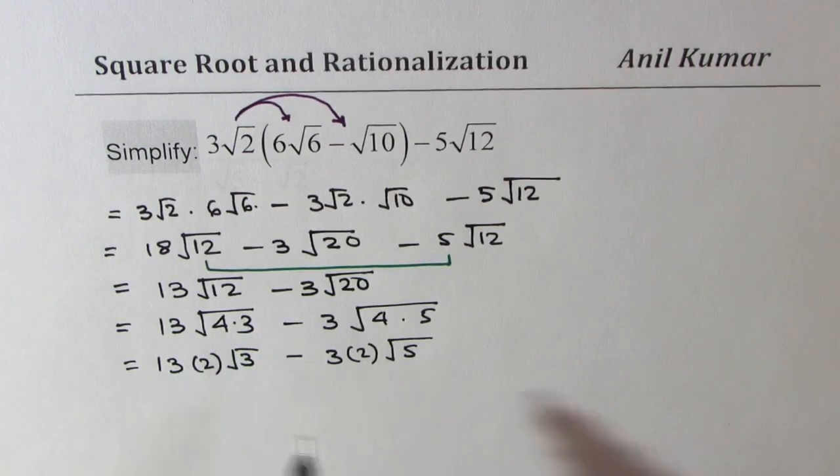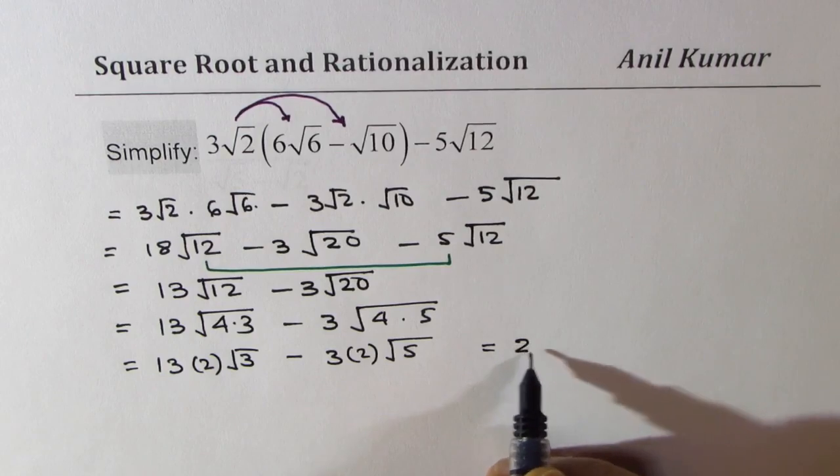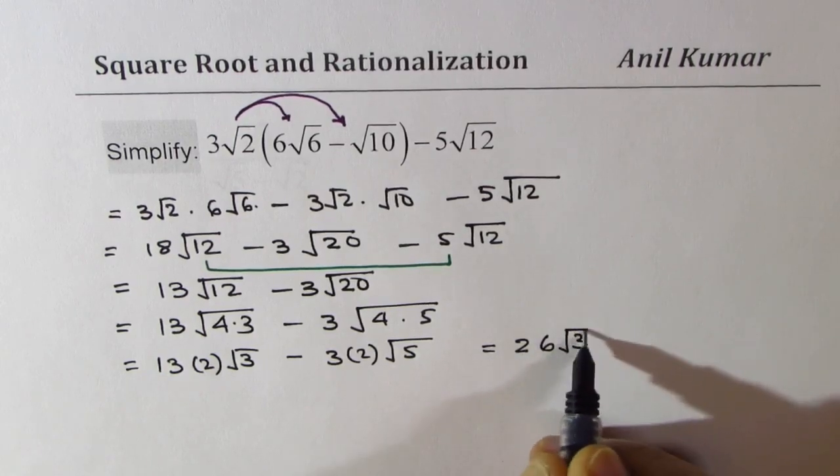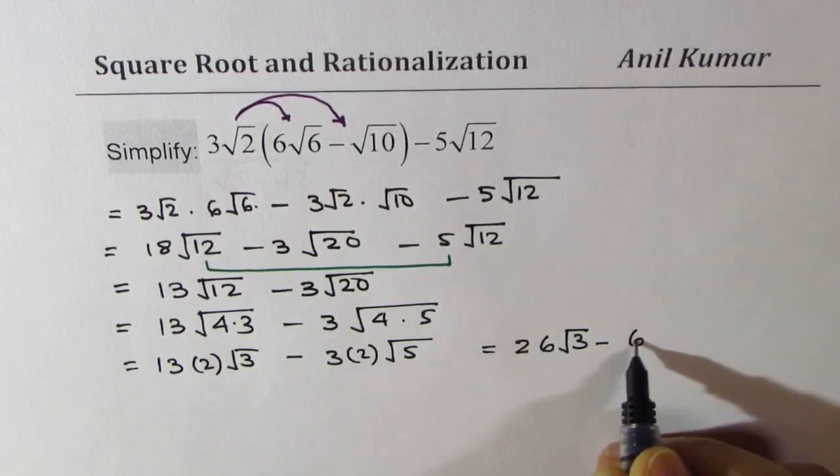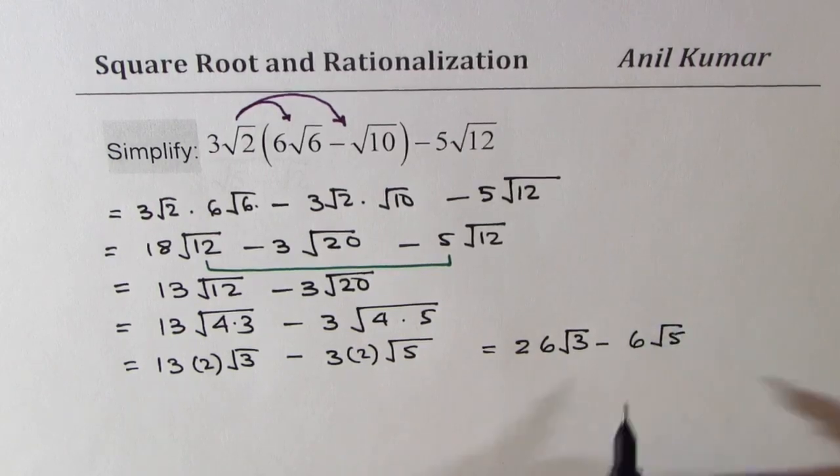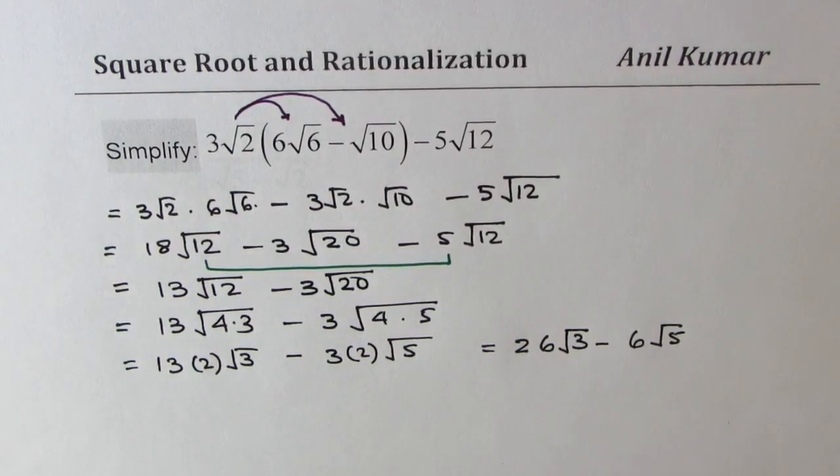Now 13 times 2 is 26, so we could write this as 26 square root of 3 minus 3 times 2 is 6, 6 square root of 5. So that becomes the simplified form of the given expression.